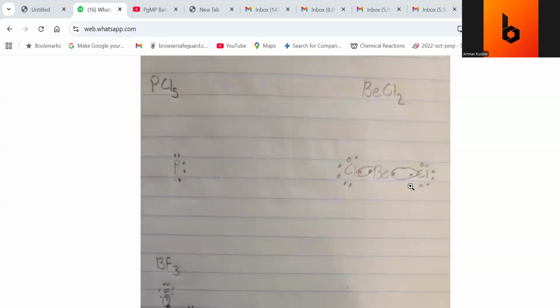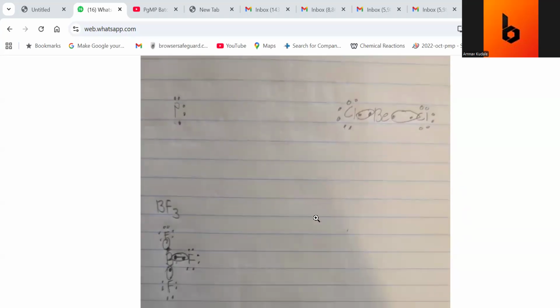BeCl2 is correct, what you drew. BF3 is also okay, right? But there is one thing when you draw BF3. Try to make them equidistant. So this would be better.